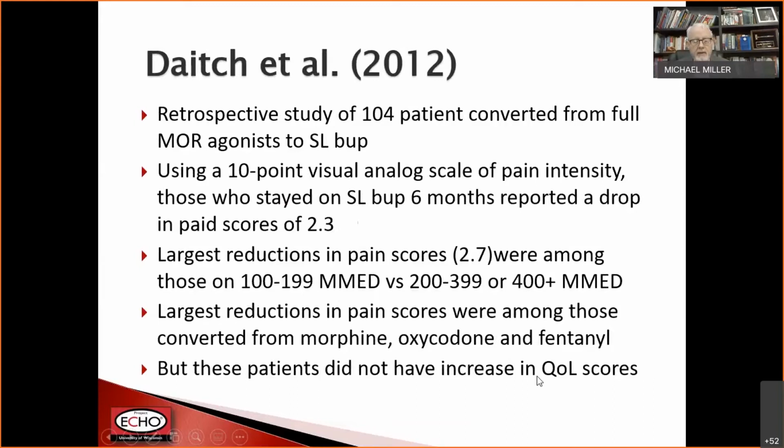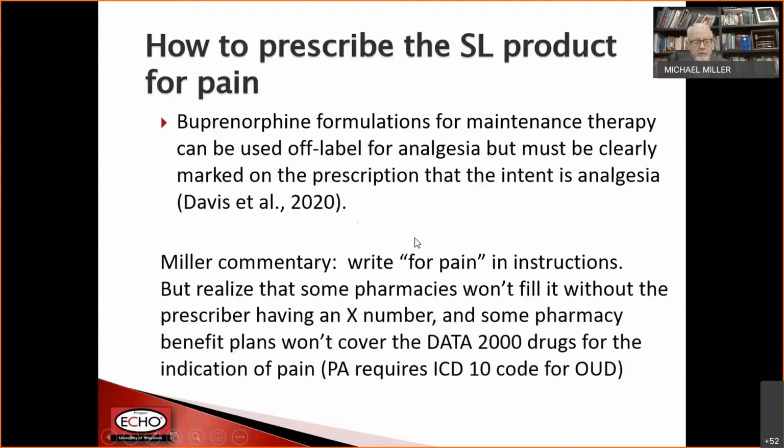These patients did not have an increase of their quality of life scores, interestingly. And so a nice article, if you want to go find it, that it really does show the drop in pain scores. And this is what happened when people were inheriting patients on these high doses before we realized what bad medical practice this is. And they found that there are good reductions when you use sublingual bup in people who had previously been maintained on very high dose opioids.